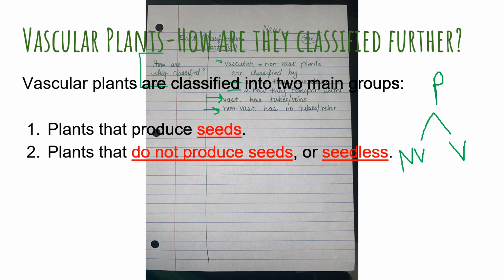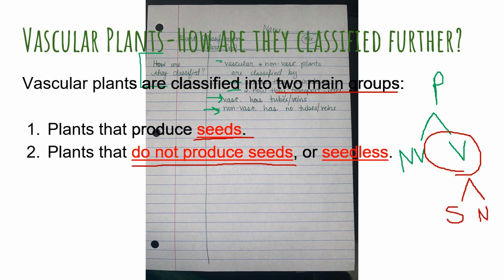Okay. Now, if we focus just on vascular plants, I'm going to circle the vascular side. These can be further classified into two main groups. Number 1, plants that do produce seeds. And then number 2, plants that do not produce seeds, okay? So both types of those plants will have veins, they will have tubes to transport tissue, but vascular plants either do produce seeds or no seeds, okay? That's our next grouping here.